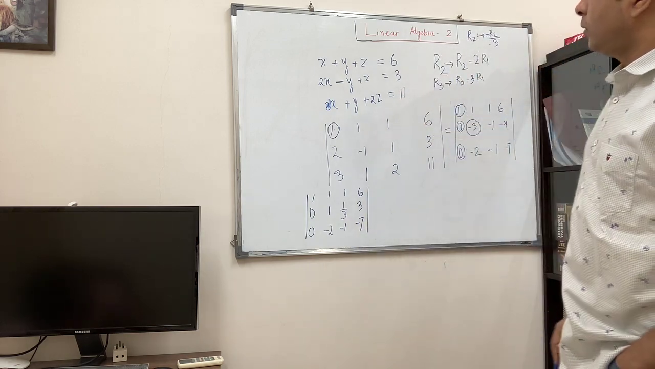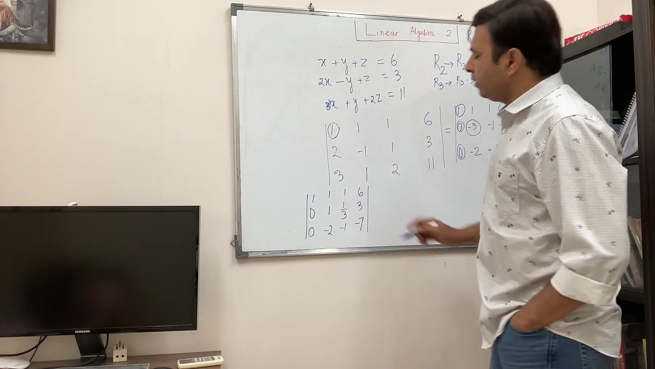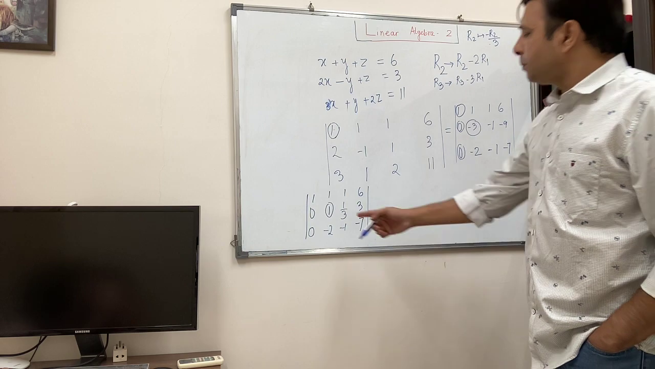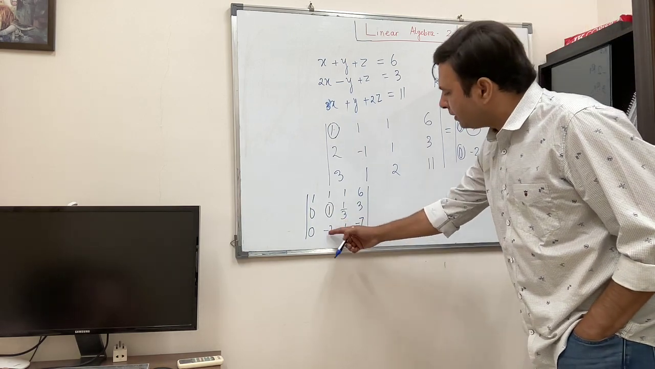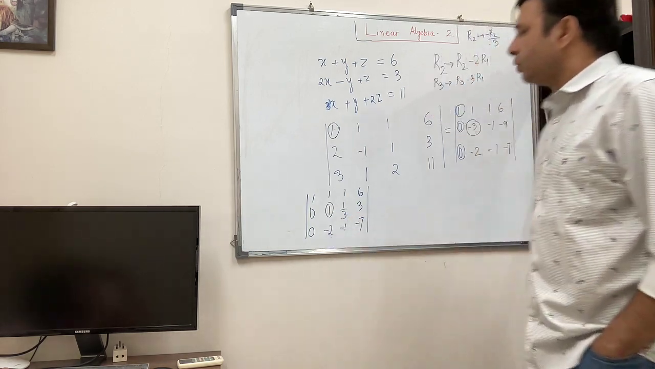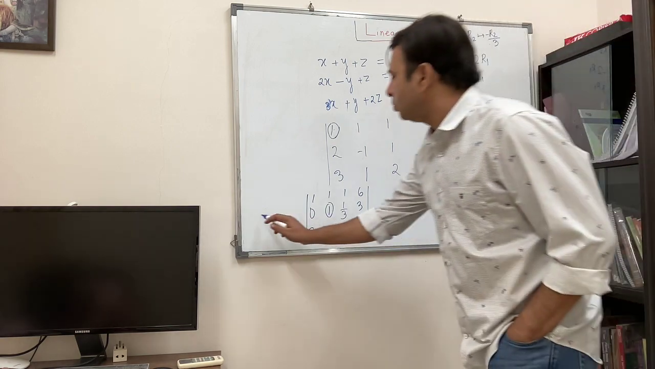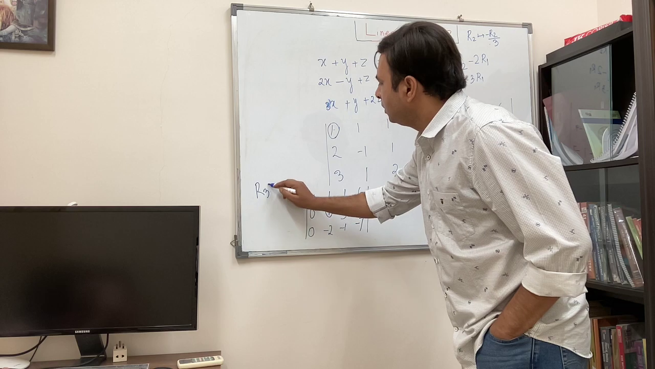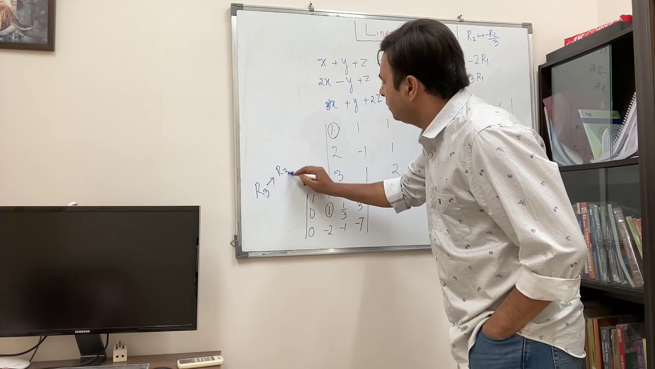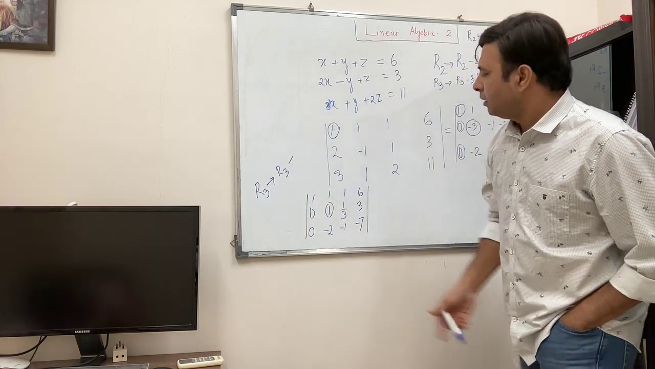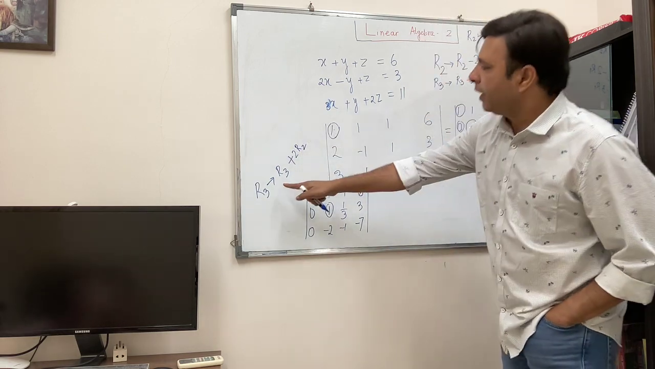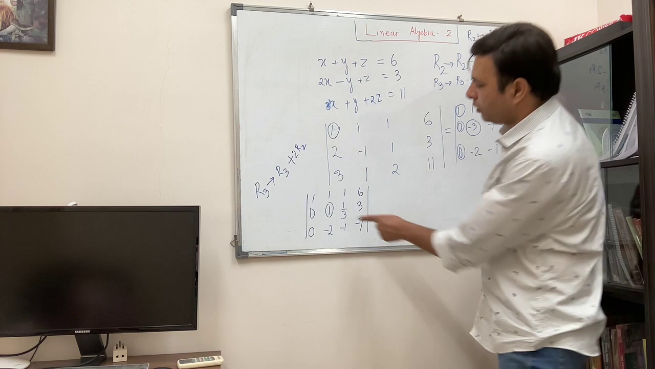Now what do I want to do? I want to repeat all over the same thing again, but now this is my pivot, right? What should I do with this pivot? I should use this pivot to make this guy 0, right? So to do that, the recipe would be that I take R3 and I do R3 plus 2R2. If I do R3 plus 2R2, what will happen?